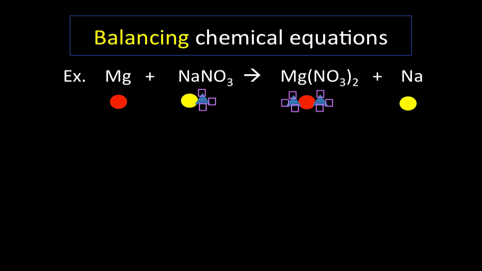You have to make sure your formulas are written correctly. And if you look at this, on the right-hand side, you have two nitrates. On the left-hand side, only one nitrate. This is why we need to balance. You can't have magically produced an extra nitrate.